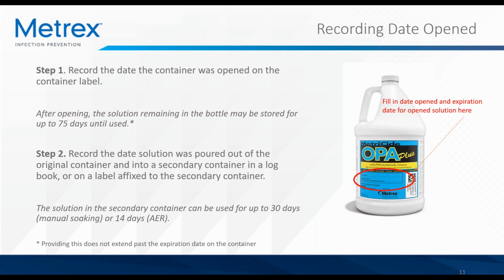Lastly, it's important to check the expiration date printed on the MetriCide OPA+ bottle. The product's original shelf life will trump any of the reuse periods mentioned. This can be an issue if you have products sitting on your shelf for years at a time, which should not be the case for the majority of you, but once expired, the solution must be discarded.